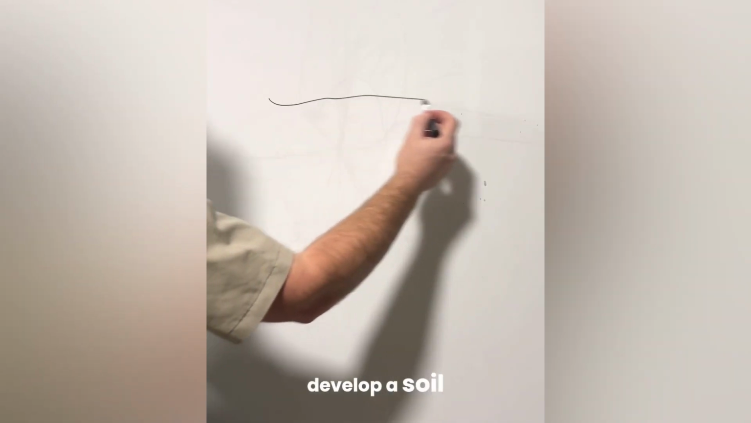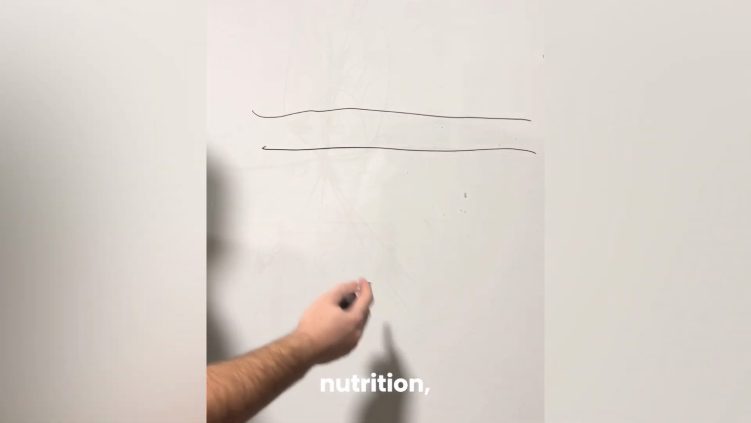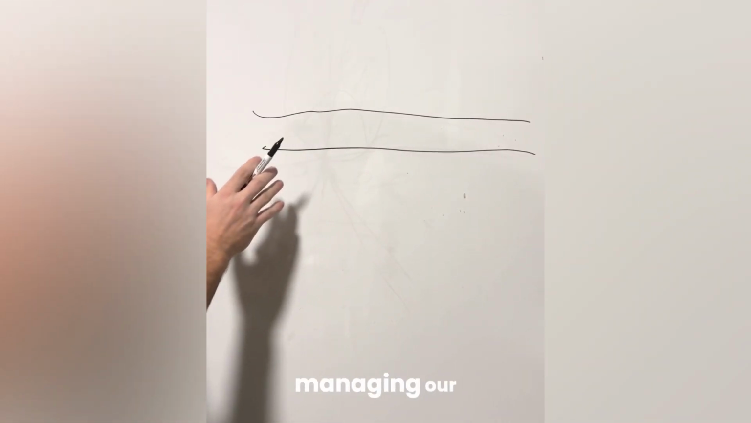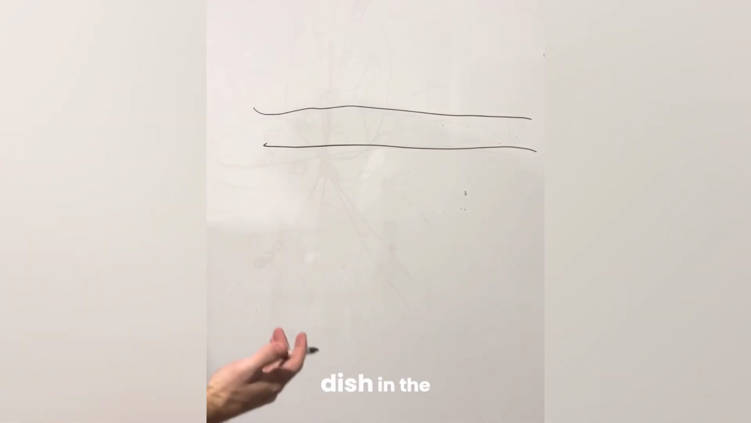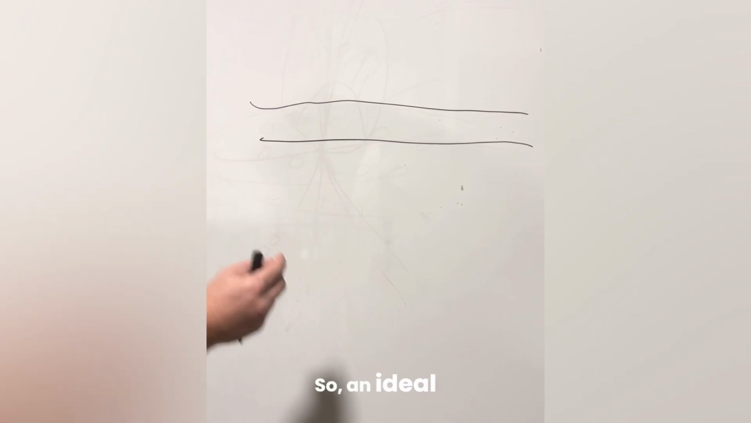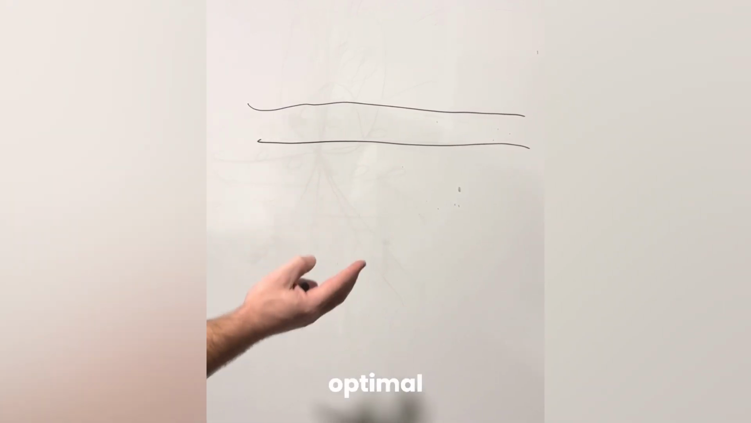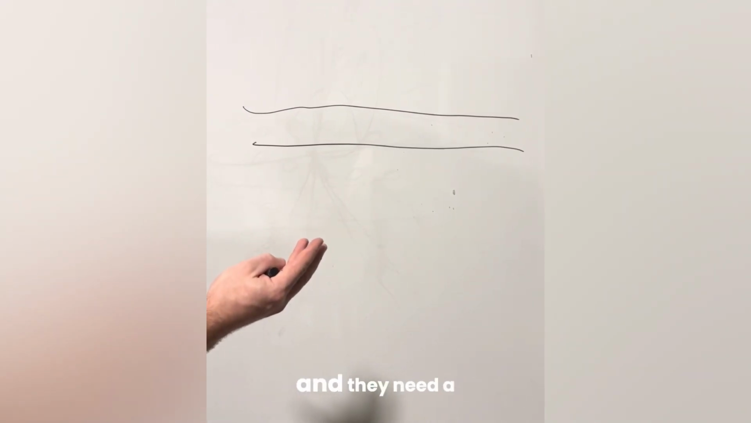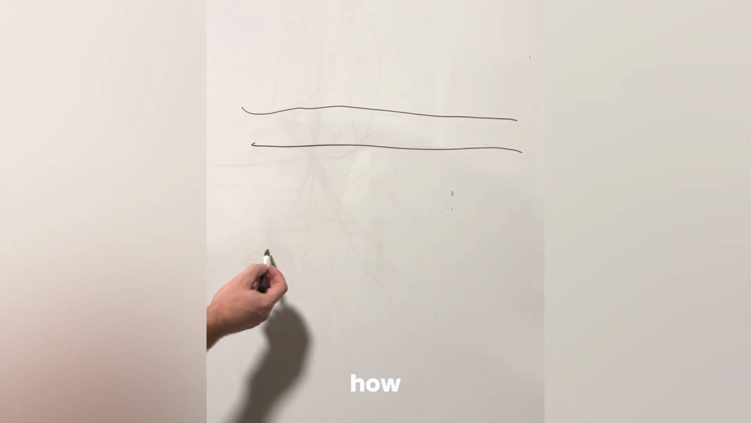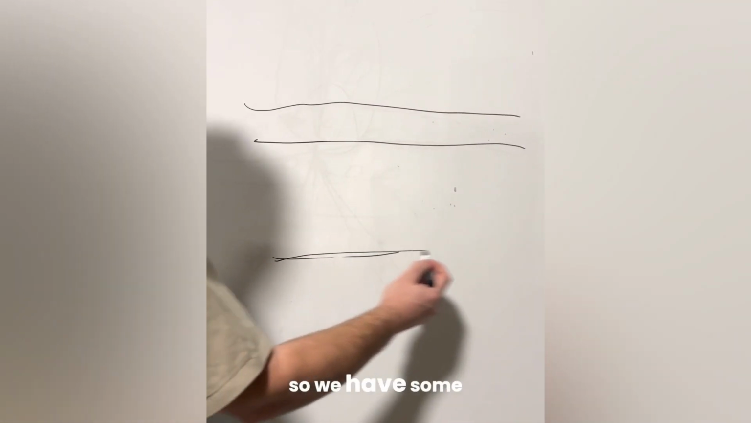When we want to develop a soil microbiome that is capable of delivering plant nutrition, we need to begin thinking about managing our soil as if it were a petri dish in a laboratory. What I mean by that is we want the absolute ideal environment for microbes. An ideal environment means they need an optimal temperature range, an optimal moisture range, and a food source. It's surprising how in many soils we have some of these pieces missing.